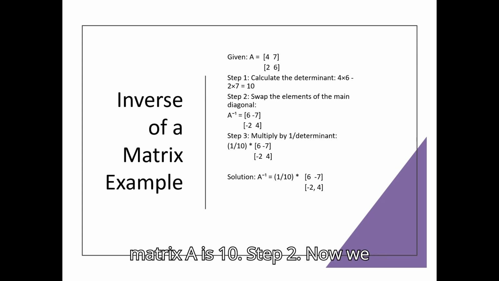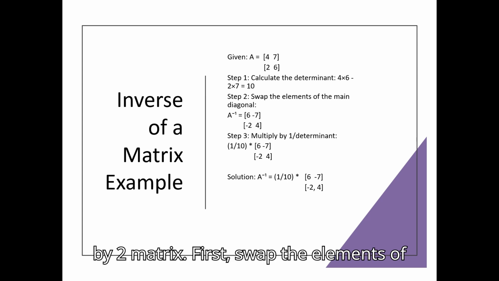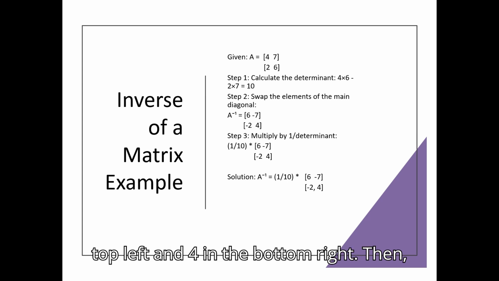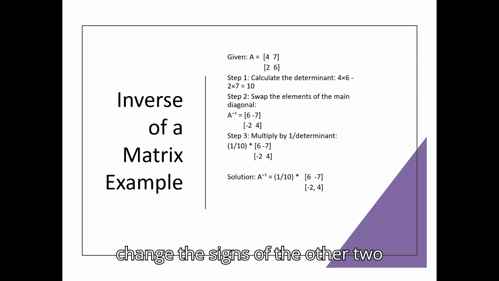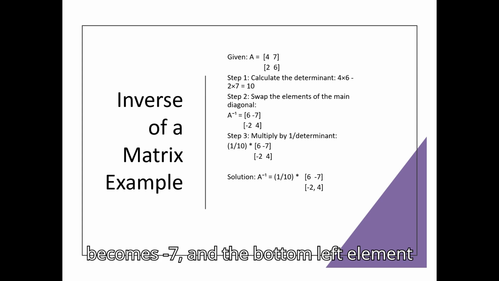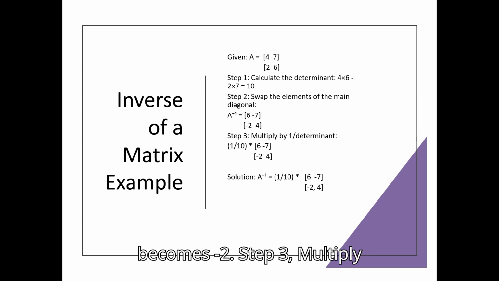Step 2. Now we apply the formula for the inverse of a 2 by 2 matrix. First, swap the elements of the main diagonal. This gives us 6 in the top left and 4 in the bottom right. Then, change the signs of the other two elements. So, the top right element becomes -7, and the bottom left element becomes -2.